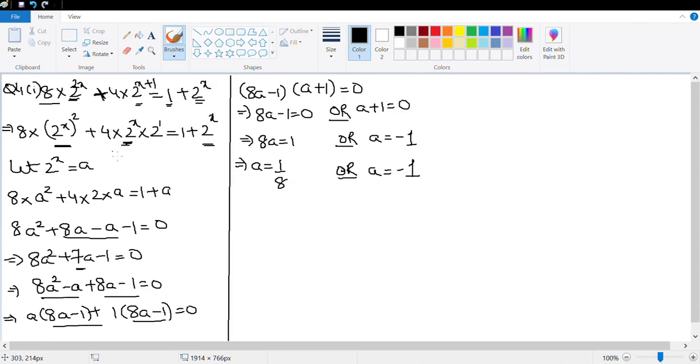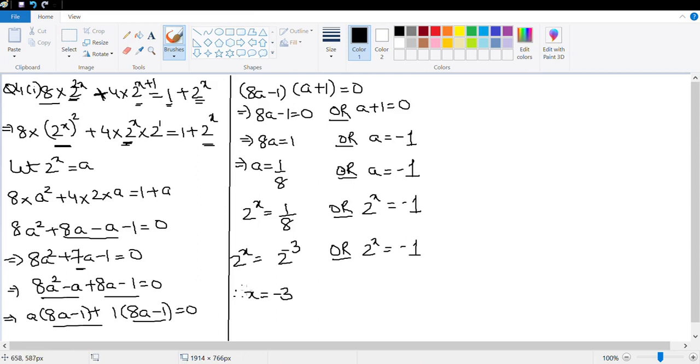Now we have created a variable on our own, so let's replace this. a is equal to 2 to the power x is equal to 1 upon 8, or 2 to the power x is equal to negative 1. 2 to the power x is equal to 1 upon 8 can be written as 2 to the power negative 3, since 8 is 2 to the power 3 and this is the denominator, so the power will be negative. Or 2 to the power x is equal to negative 1. Therefore, x is equal to negative 3.